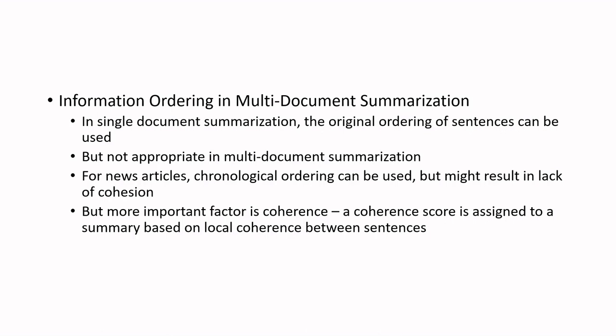Okay, information ordering is another challenge. So in single document summarization, the original ordering of sentences can be used because there is a coherent way in which that particular document has been written. But this is not appropriate for multi-document summarization. So for news articles, what can be done is you can go for chronological ordering. But there might be some lack of cohesion, but chronological ordering is best in the case of news articles. But in other cases, more important factor is coherence.